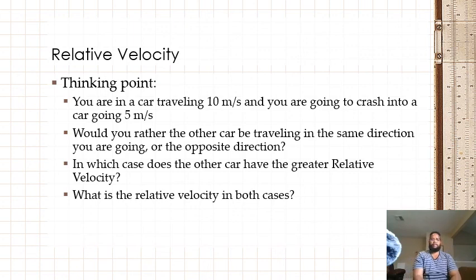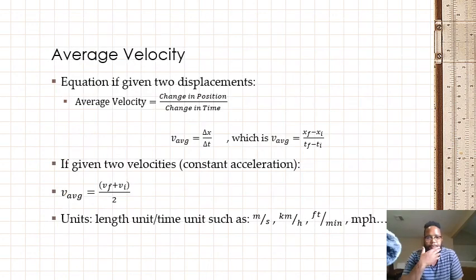What is the relative velocity in both cases? Well, in the case of them traveling in the same direction, you would subtract. And 10 minus 5 would be 5 meters per second. So the relative velocity of the other car would be negative 5 meters per second. If the car was coming at me and I tried to calculate the relative velocity, it would appear to be moving faster. So I would add it up and it would be 15 meters per second coming towards me.